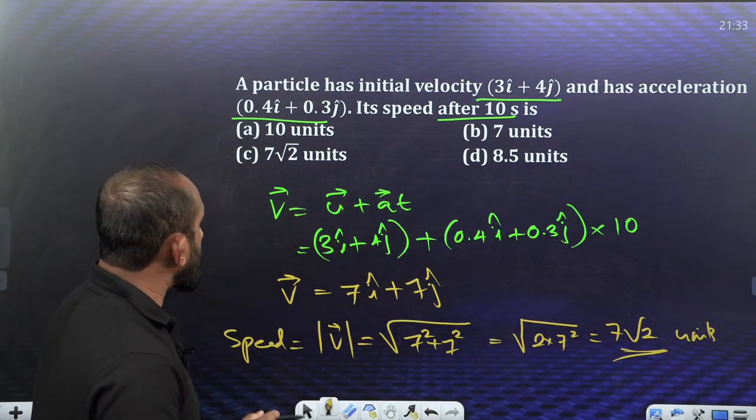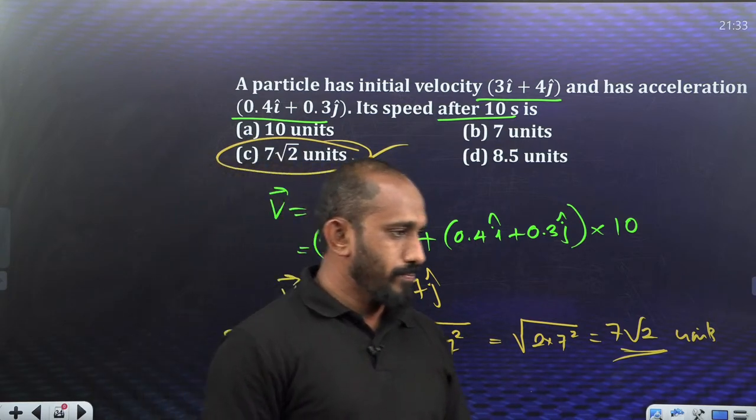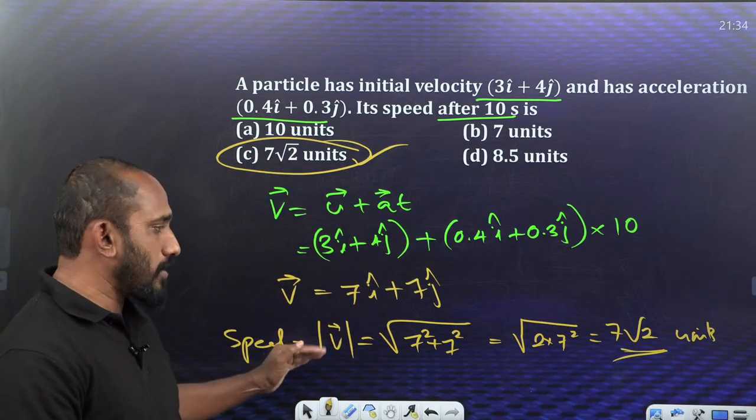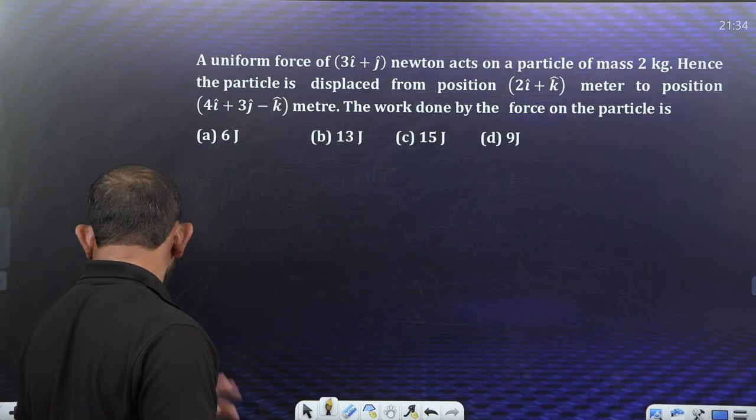So the answer is 7 root 2 units. C is the correct answer. Okay? Got it. So the magnitude had to be found for the resultant. Clear? Let's go for the next question.